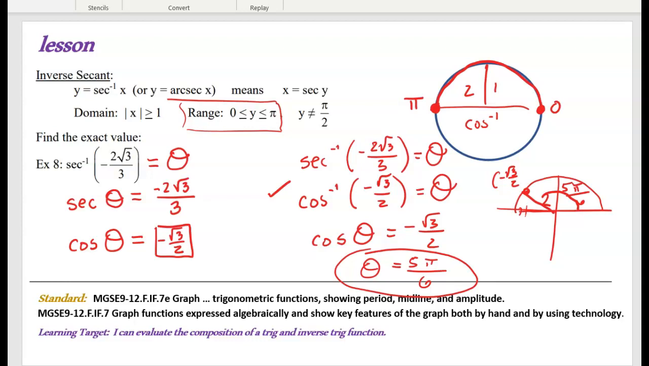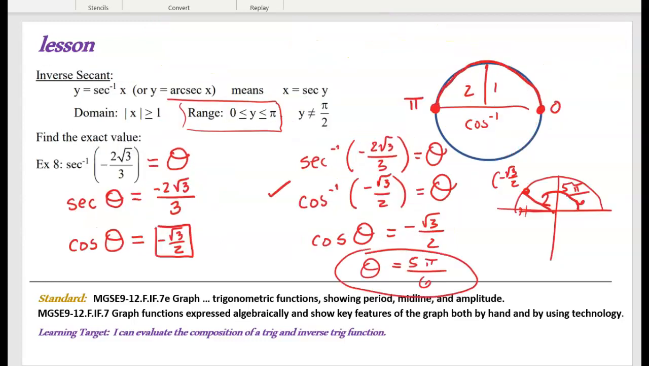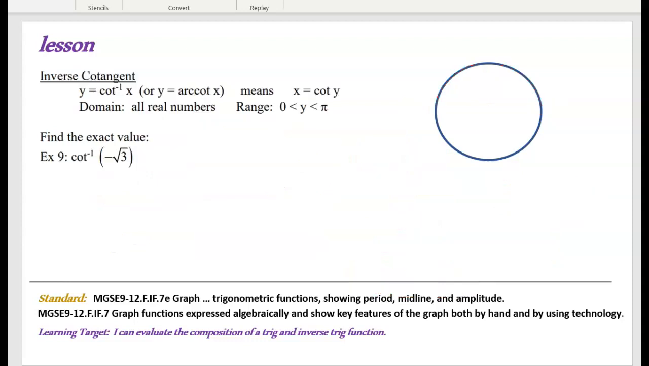All right, so that's cosecant inverse in terms of sine inverse, secant inverse in terms of cosine inverse, and now our last inverse trig function, cotangent inverse. Okay, so I'm going to explain this differently now. Once again, I don't really teach cotangent in terms of tangent. So here's cotangent. Let me give you some background.